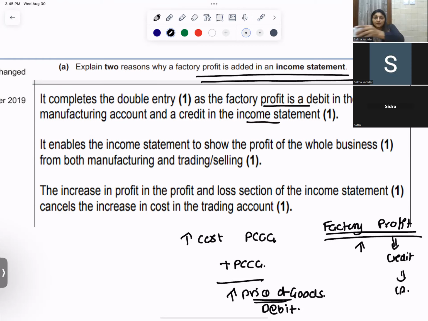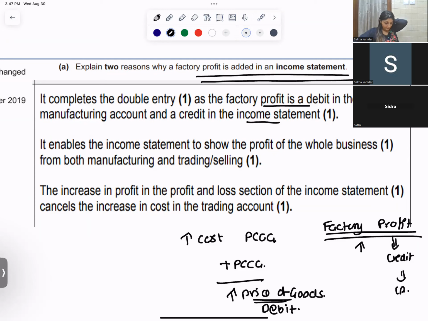All right, so the first reason why factory profit is added in the income statement: it completes the double entry system, as the factory profit is debited in the manufacturing account and credited in the income statement. Can you please tell me that part again? It completes the double entry as the factory profit is debited in the manufacturing account because it adds up to the price of the goods, and it's credited in the income statement because it adds up to the gross profit.